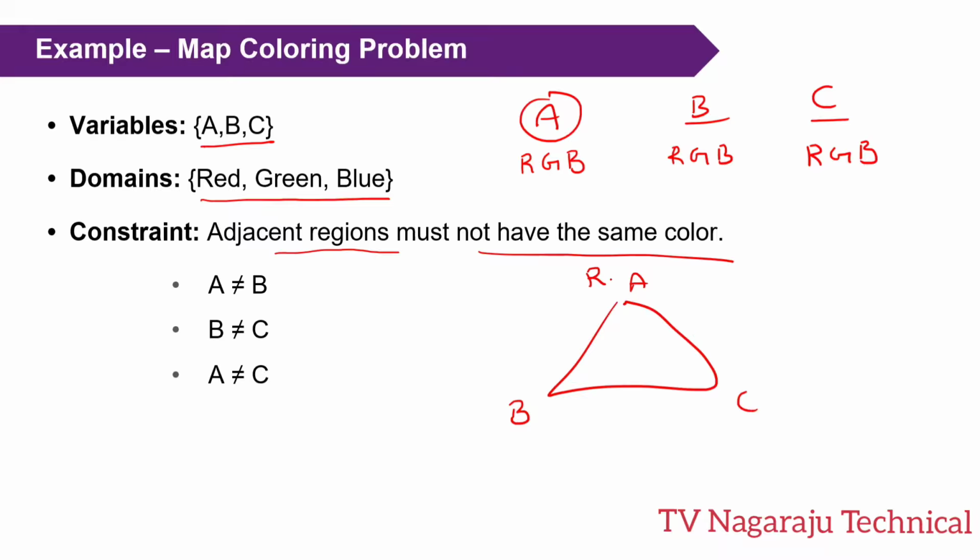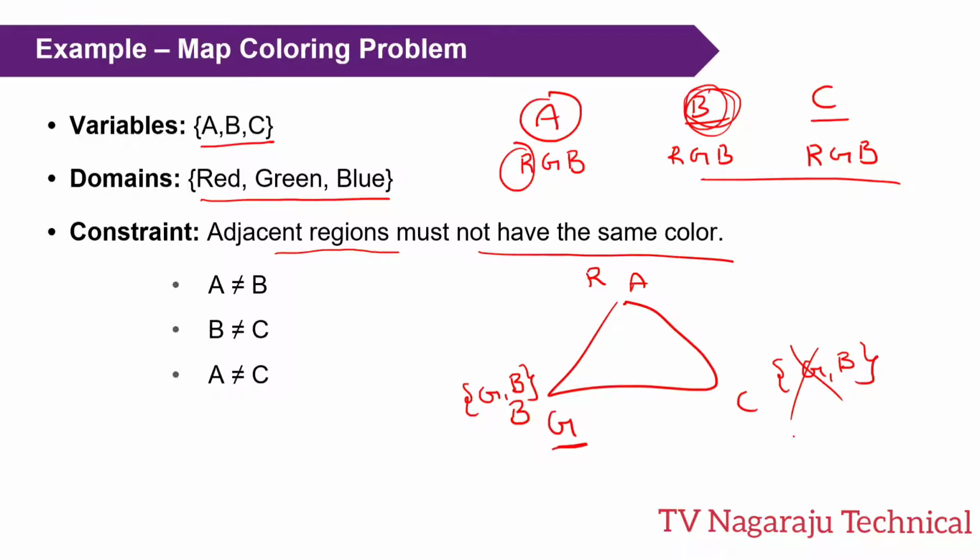If A is red, then automatically the possible values of B are reduced. So B is either green or blue only. Obviously, C is either green or blue only. Now you got it? If you fix one, automatically it updates the possibilities of another. Clear? Suppose here if you fix B as green, then C has only one choice, that is blue. Why? It does not match with B and does not match with A. Now you got it? This is the concept of constraint propagation.